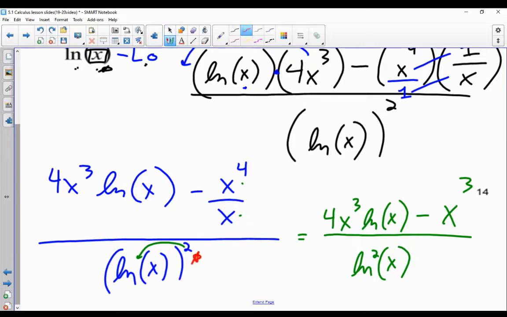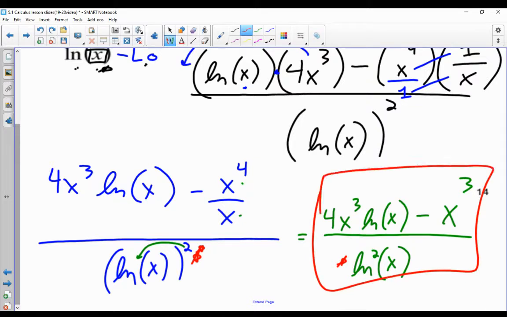Basically, this notation and this notation mean the exact same thing. I just like to write it this way because it's easier for you guys. But there you go. Once you have that, you should be done. That will be the derivative using the quotient rule.